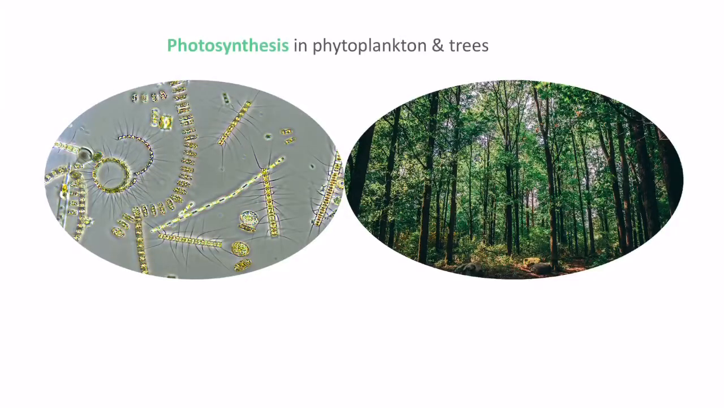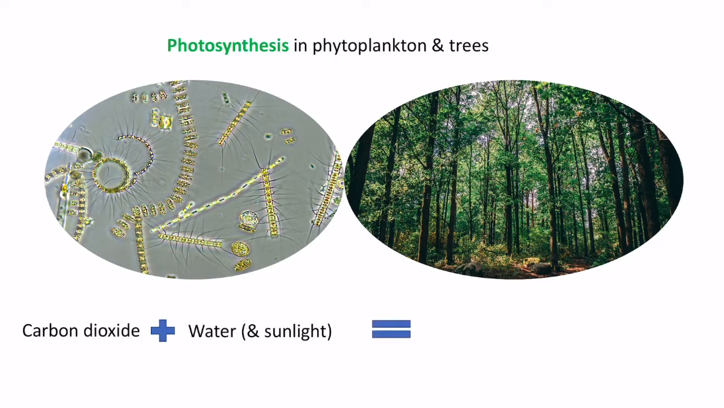This happens in phytoplankton and it happens in trees, and it's the way in which plants use sunlight, water, and carbon dioxide so they can create glucose, which is a form of carbohydrate, and they also form water. Eventually that glucose will be used by the plant as part of respiration to create energy. So it's a really important process in the carbon cycle.